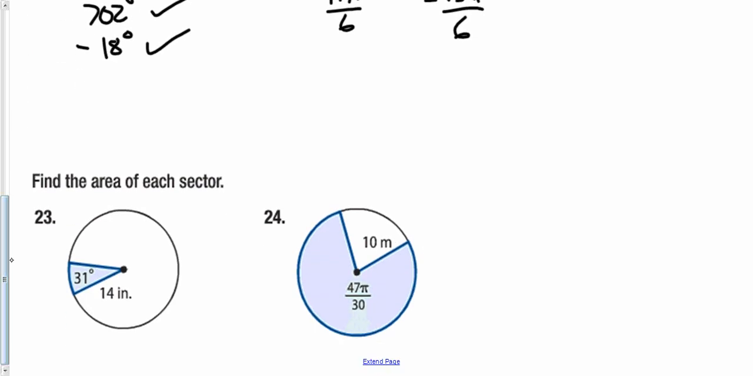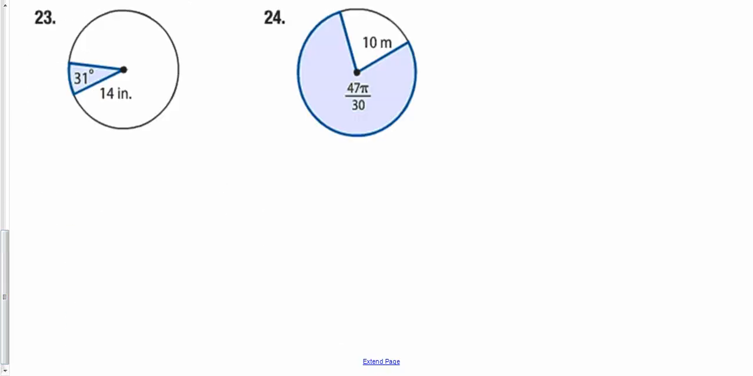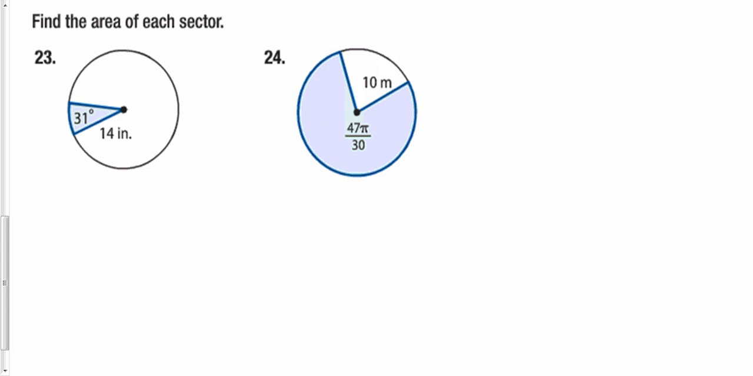Next, area. To find the area, you're going to need the formula for area of a sector. The formula for area of a sector is 1/2 r squared theta, where theta must be in radians. The formula for arc length is r times theta, where again theta must be in radians.